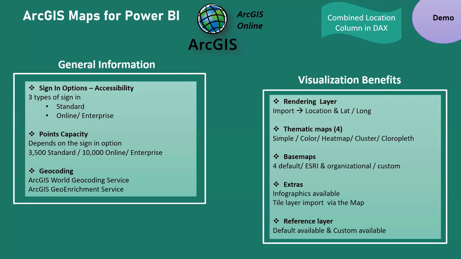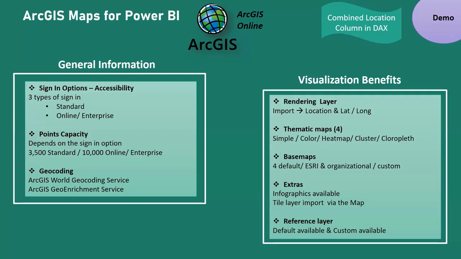A lot of information is available if we have an organizational account and we can sign in to ArcGIS Online, then we can use all this data that is available. And we can also use a combined location column. What does this mean?